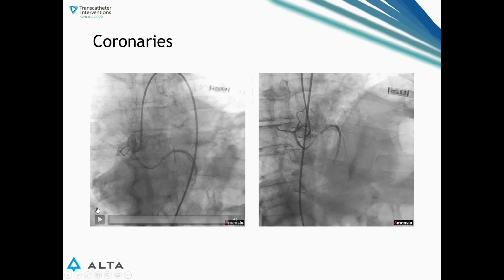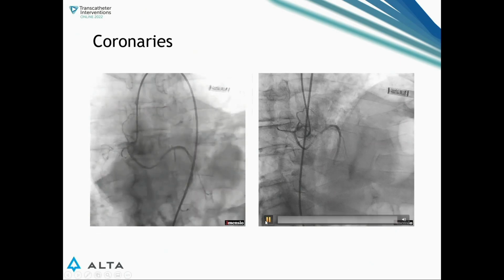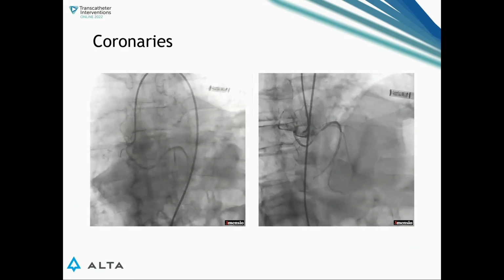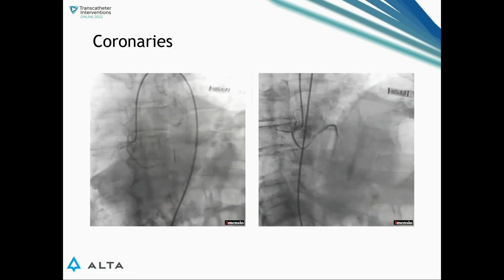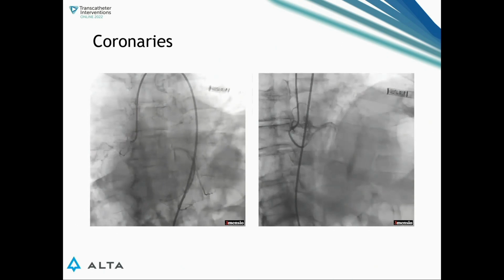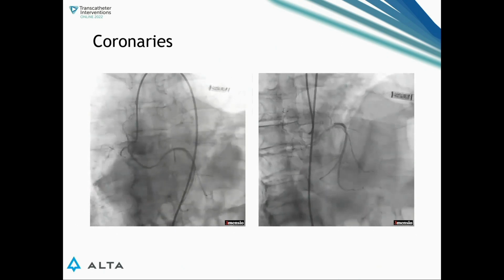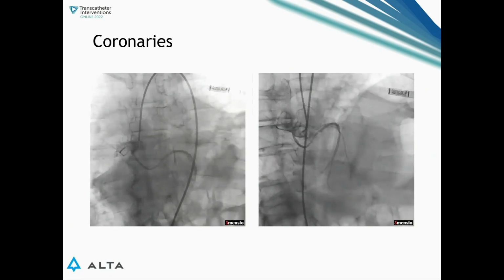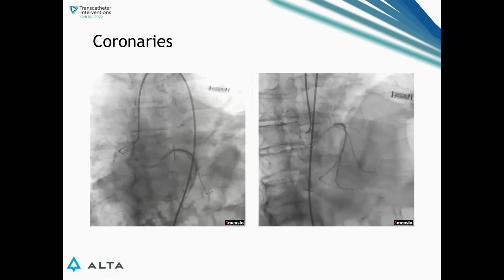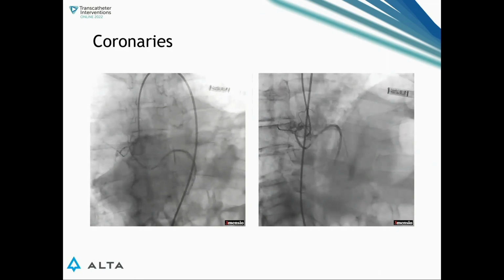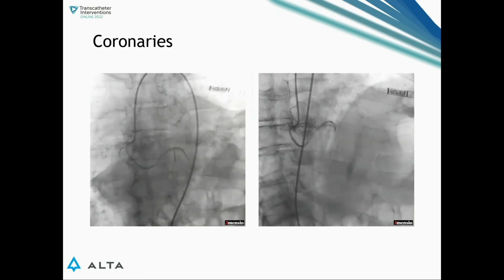Can we get these to play there, please? Yeah, there you go. And then of the right system, you see first a totally occluded right coronary artery, and then an anomalous common origin or adjacent origin of an anomalous circumflex with disease in the mid portion of the vessel.